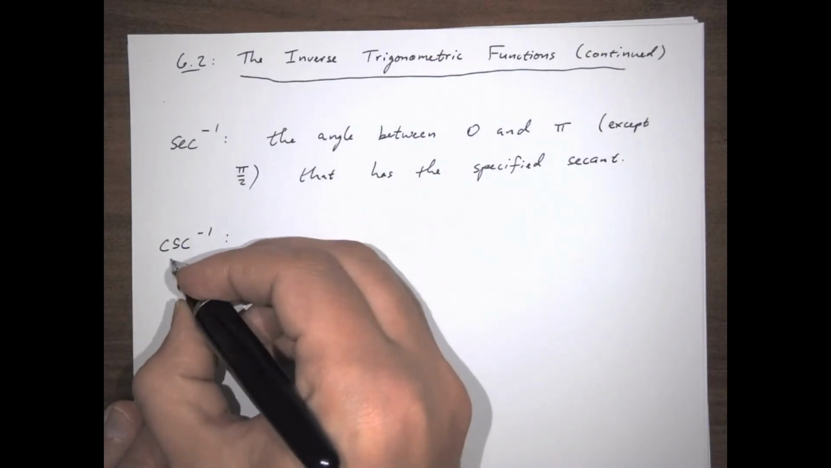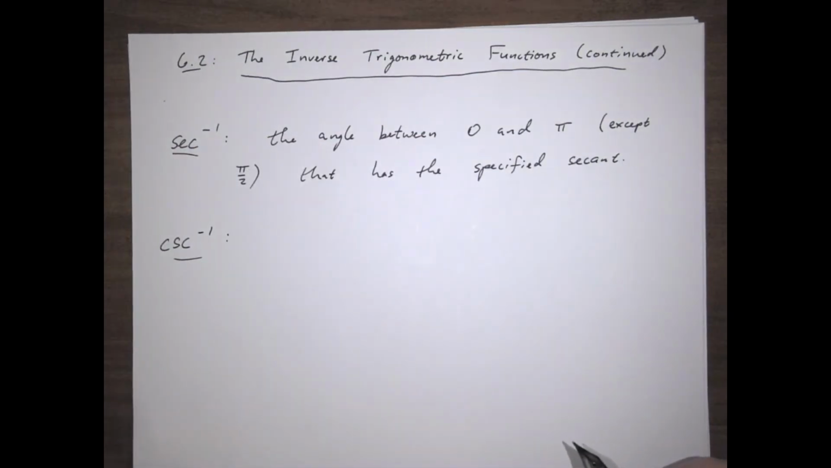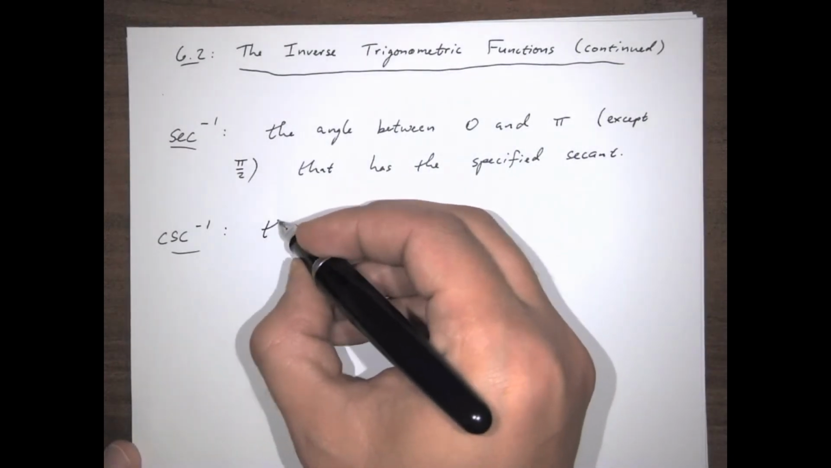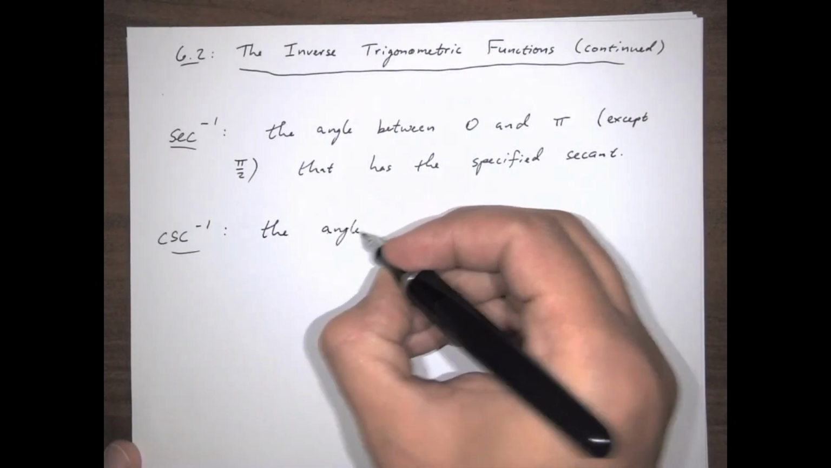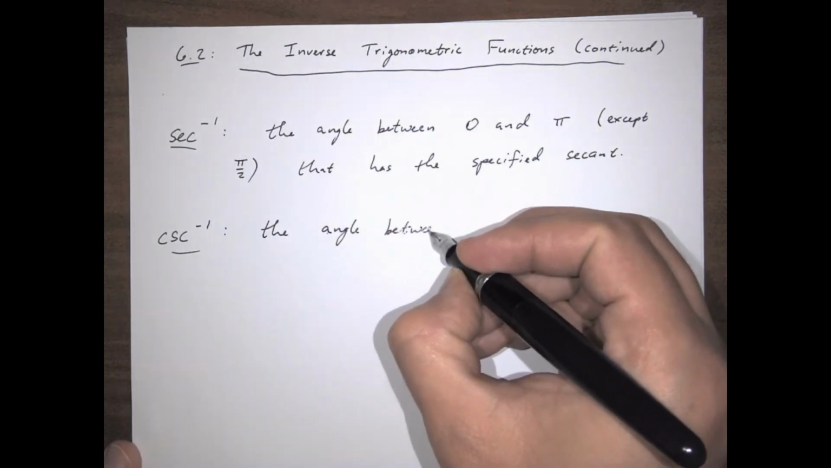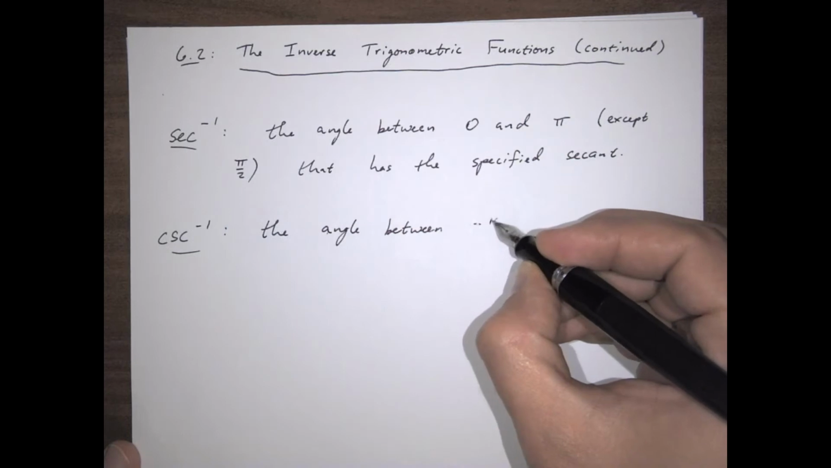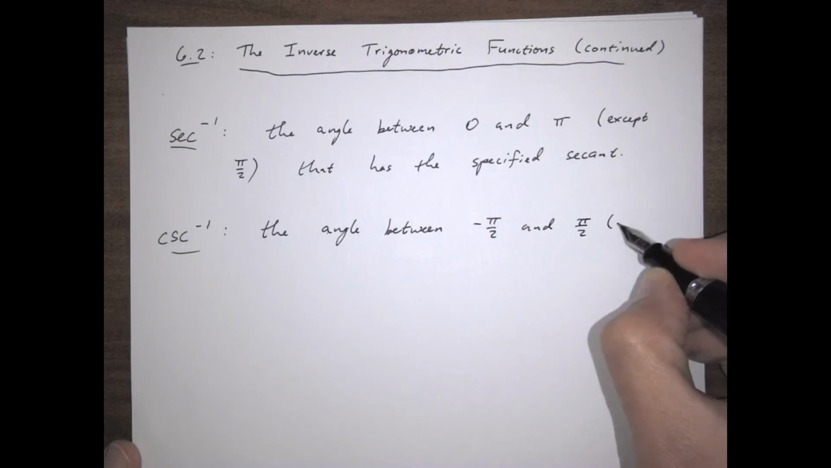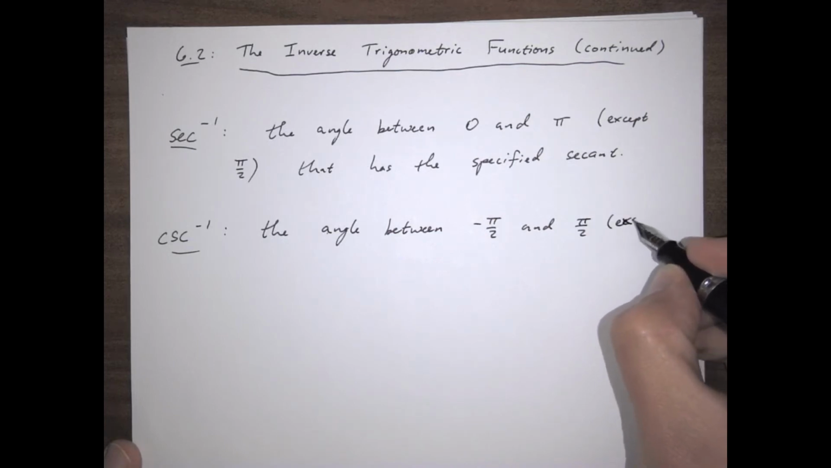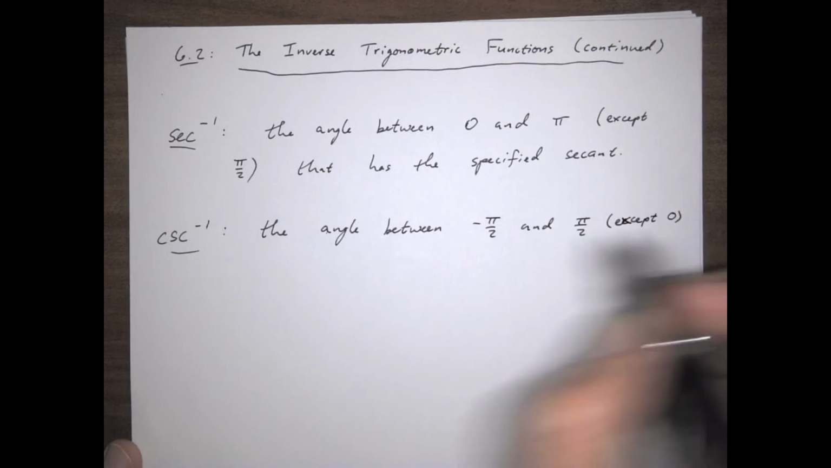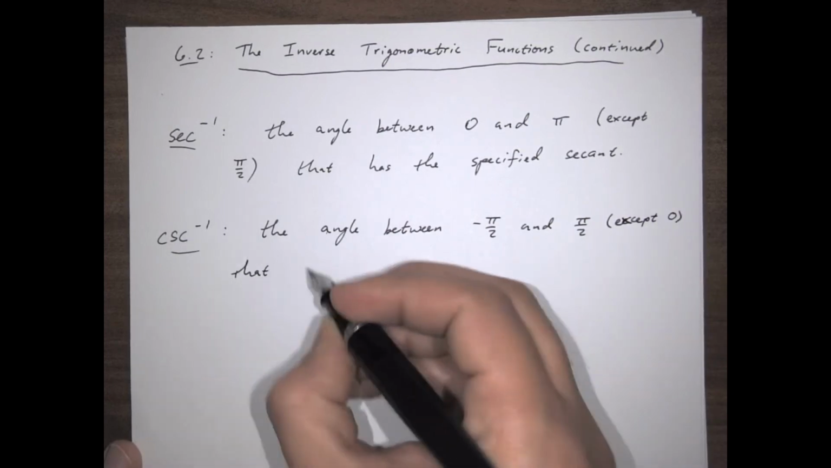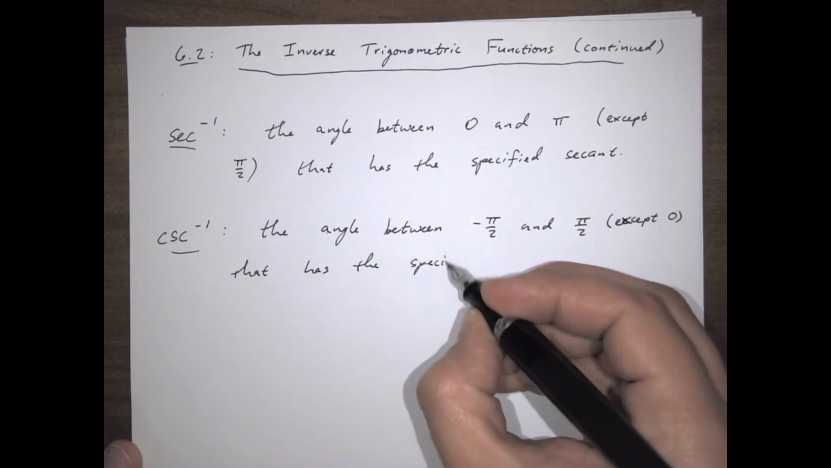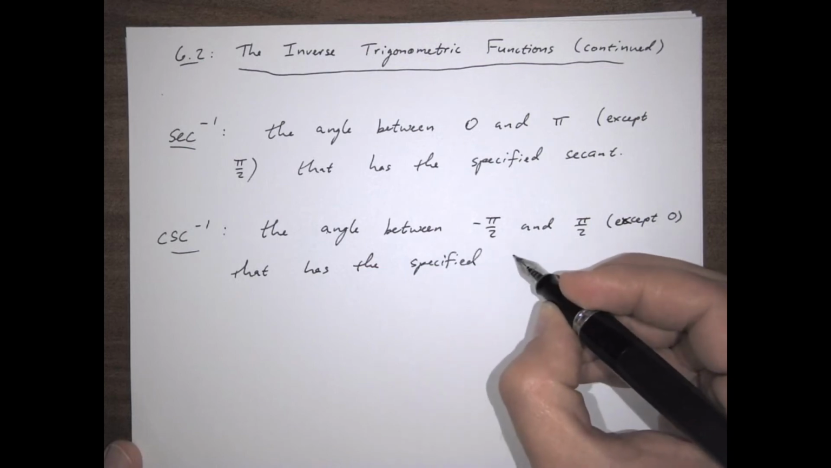Cosecant inverse. Same thing, but you just have to know what the specific range is. And the ranges here are modeled on the sine and the cosine. So the angle between negative pi over 2 and pi over 2. And here again, except 0. That has the specified cosecant.